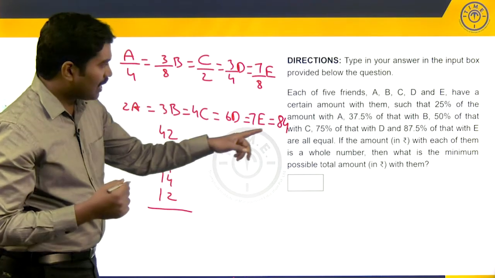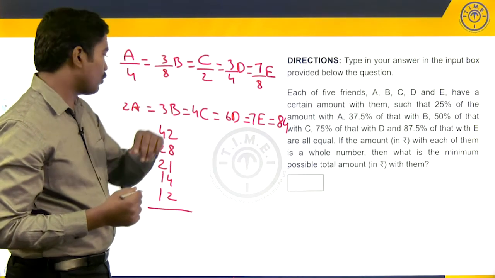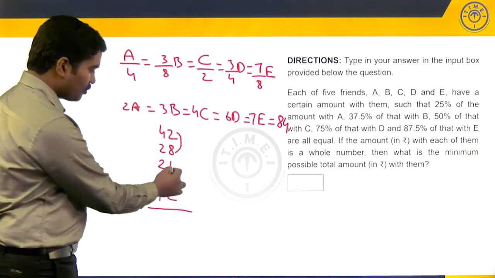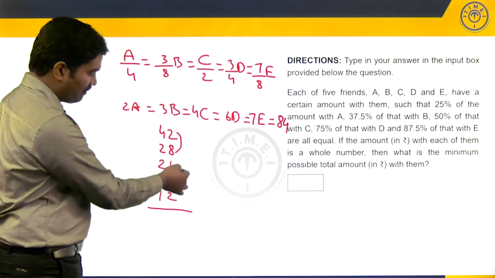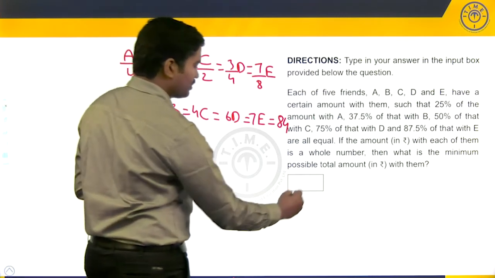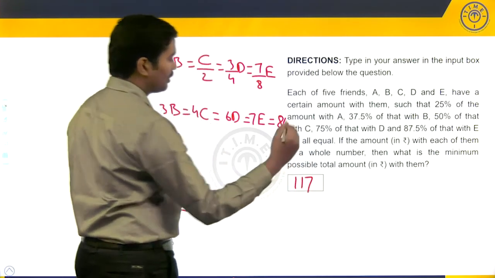Now, we're being asked for the minimum possible total amount with them. So let's add them. 42, 28, that's 70. 21, 14, that's 35. 105, 105, 12 is 117. So the minimum sum of all the values is 117.